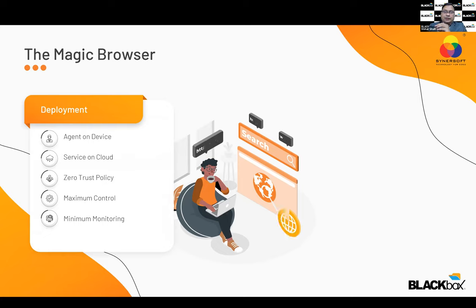That agent inherits the policies from a service on the cloud. So you configure the policies for that particular user on the cloud login of Magic Browser. It enforces a zero trust policy, meaning right now in your firewall, you are making the policy that what the user cannot access, what is prohibited.